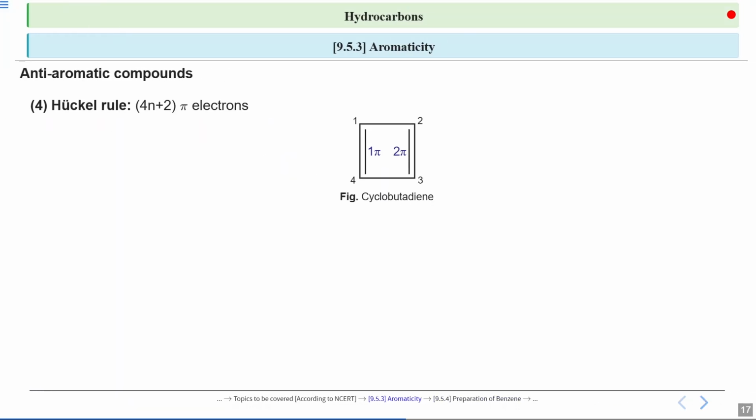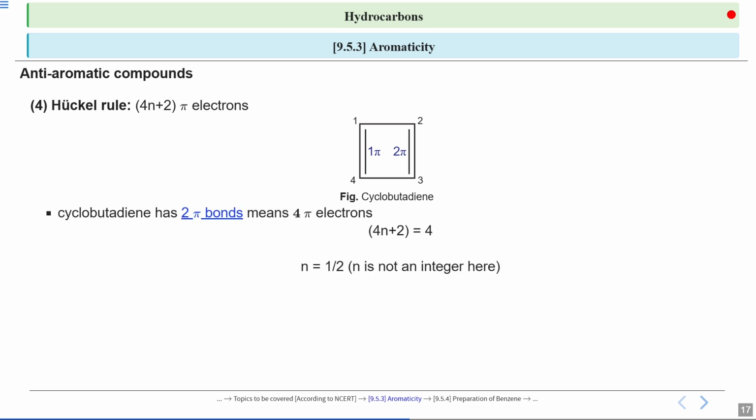Now next, the most important one. So it is following all of the 3 rules, but is it following the 4th rule, which is Huckel's rule? Let's see. For Huckel's rule, it should have 4n plus 2 pi electrons, where n is a positive integer. If you look at the cyclopentadiene, which is a 4-membered ring, you can see that it has 2 pi bonds, which means it has 4 pi electrons. If you calculate the n value from here, you will get it as half, which is not an integer, but a fraction.